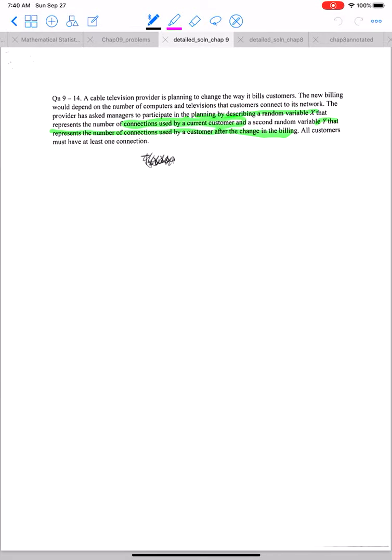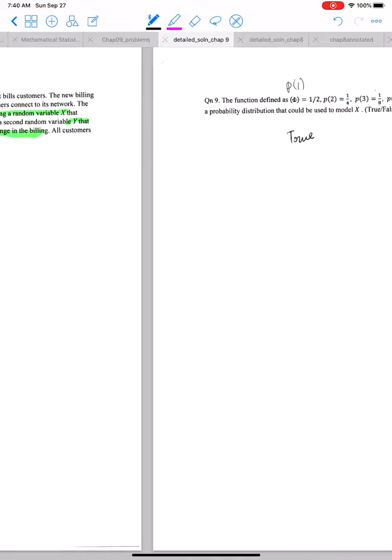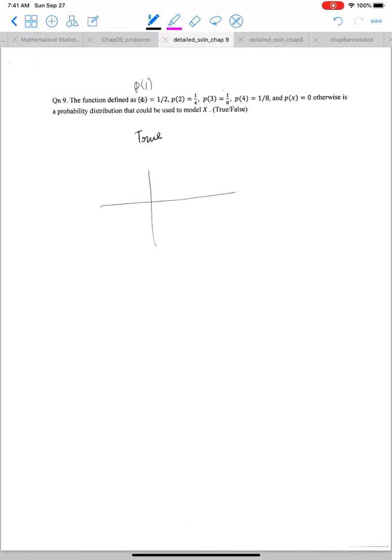First question, the function defined as probability of 1 is equal to 1/2, probability of 2 is equal to 1/4, probability of 3 equal to 1/8, 4 equal to 1/8, and 0 otherwise, is a probability distribution that can be used to model x. So here x is the number of connections used by a current customer, and we are asked if this, 1, 2, 3, 4 with 1/2, 1/4, 1/8, 1/8, is a proper probability model.